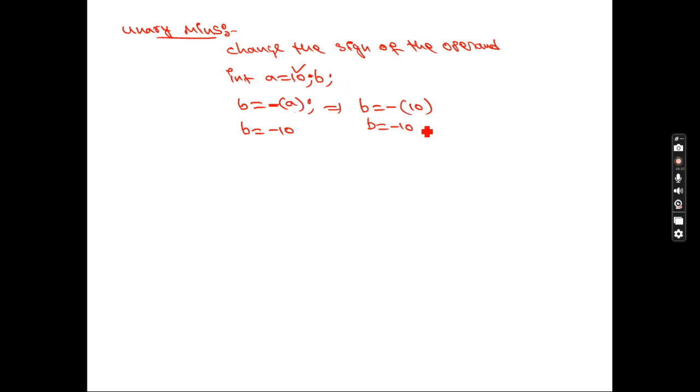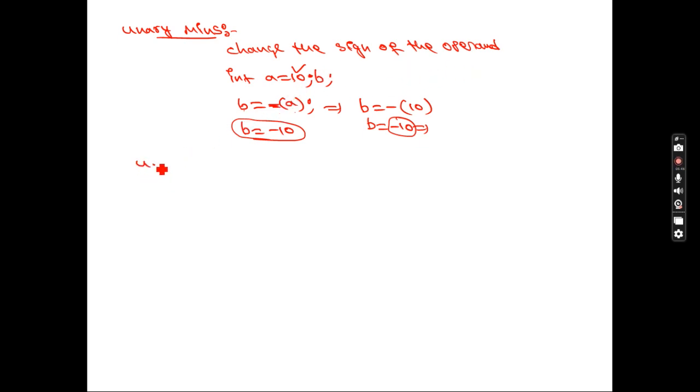Before, the a value is positive, now the a value is becoming what? Negative now. So this is what is happening, and we are storing it in the b variable. So if you print the value of b, you will get negative 10. So what is happening? It is changing the sign. If a is plus, it will become minus. If a is a minus value, it will become a plus value. So that is the meaning of the minus operand.